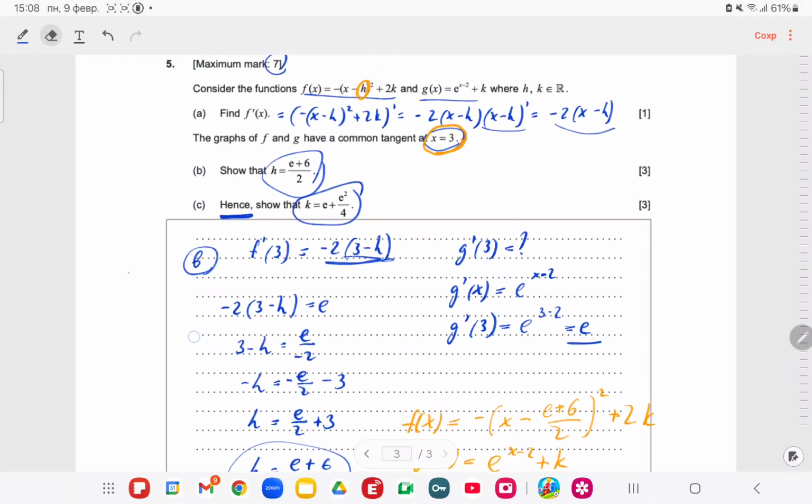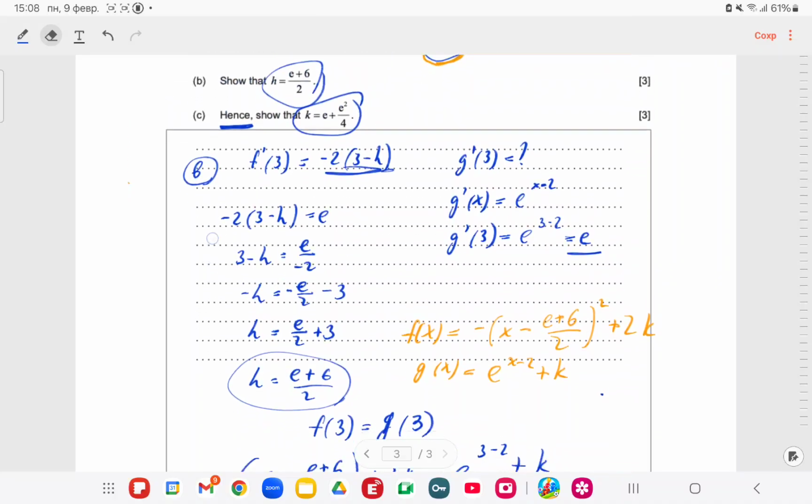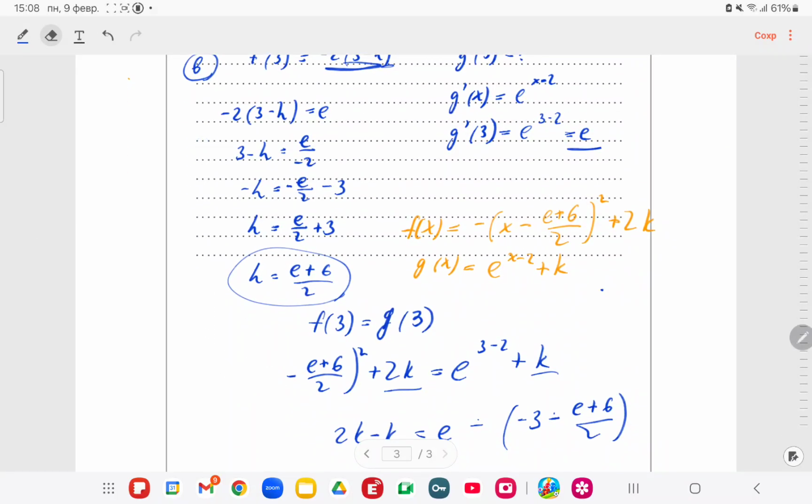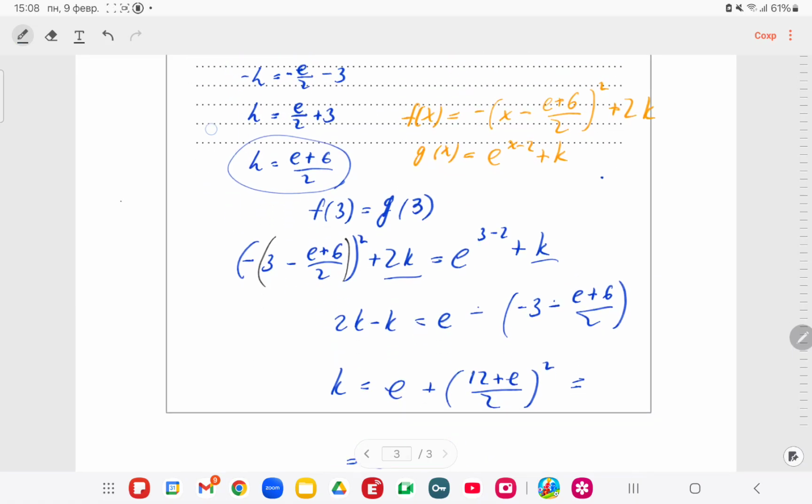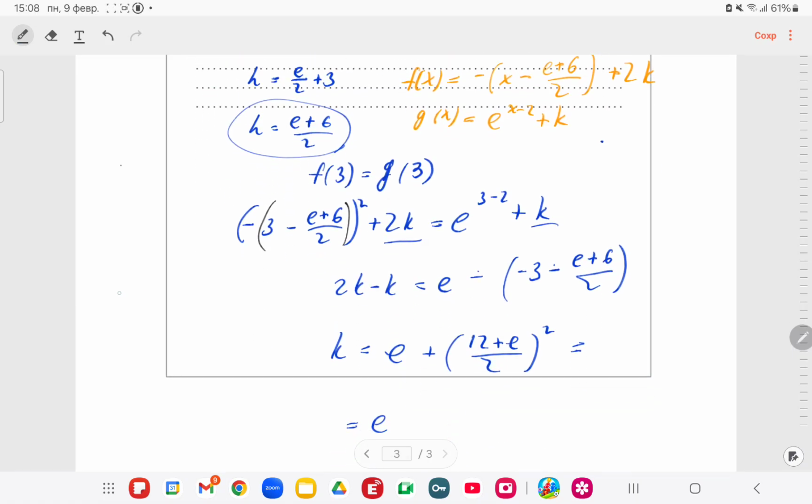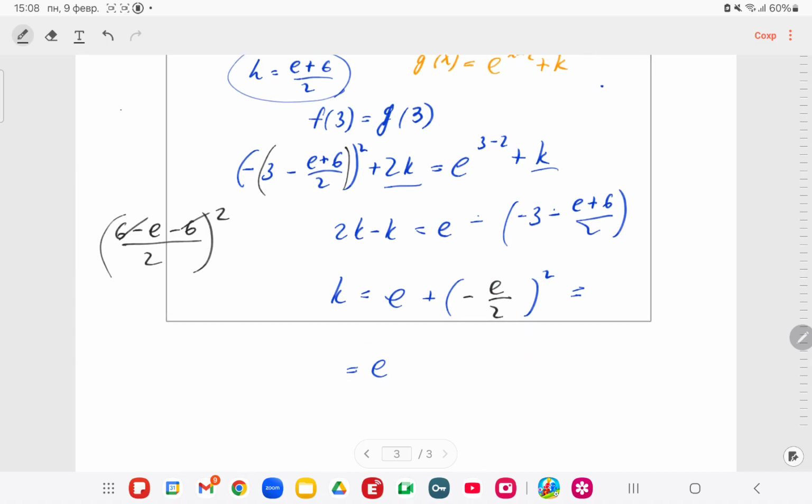So let me find what's wrong. Minus x minus h minus x. Oh yeah, here it is. So I found it. So here in brackets, then 6 minus e minus 6 squared over 2 squared. This is going to be here. So you see that it is minus e over 2 squared. And now if we open the brackets and simplify, we will get e squared over 4.